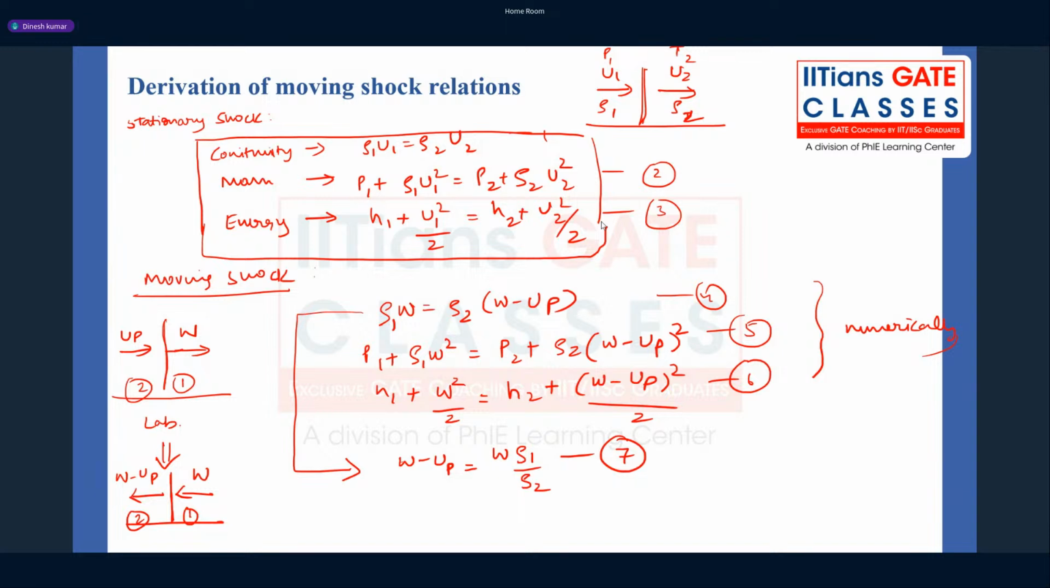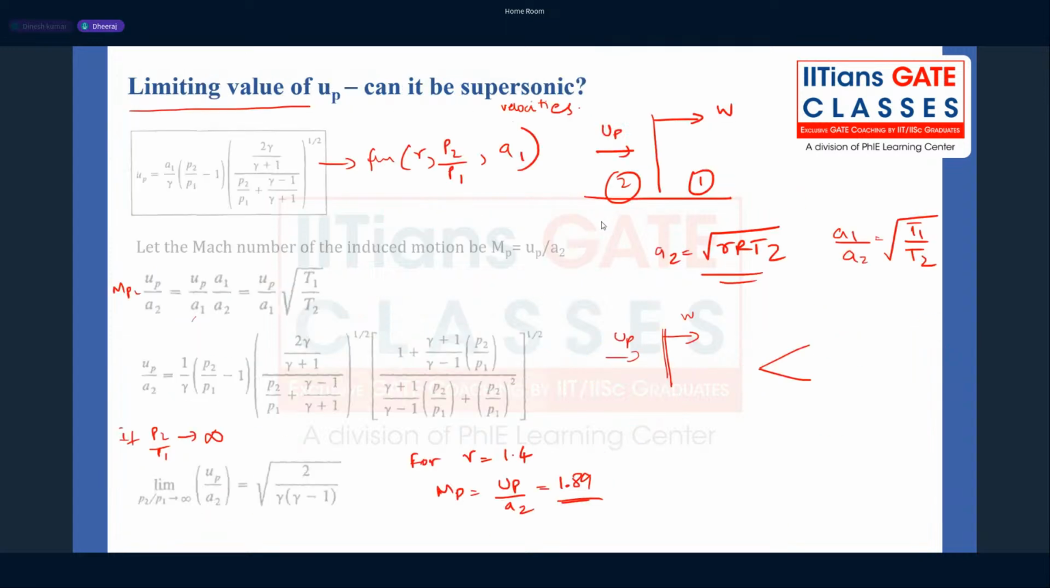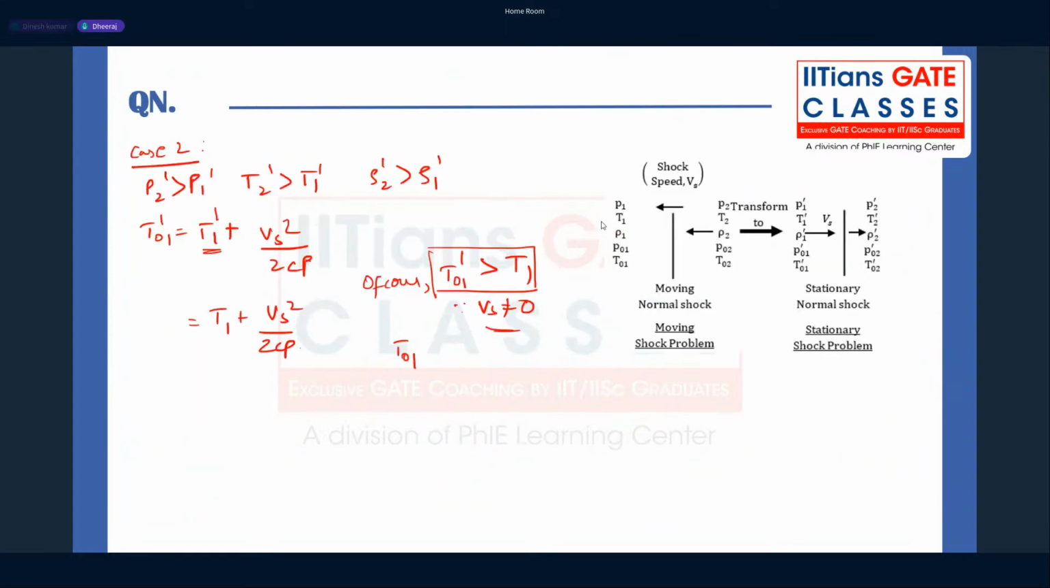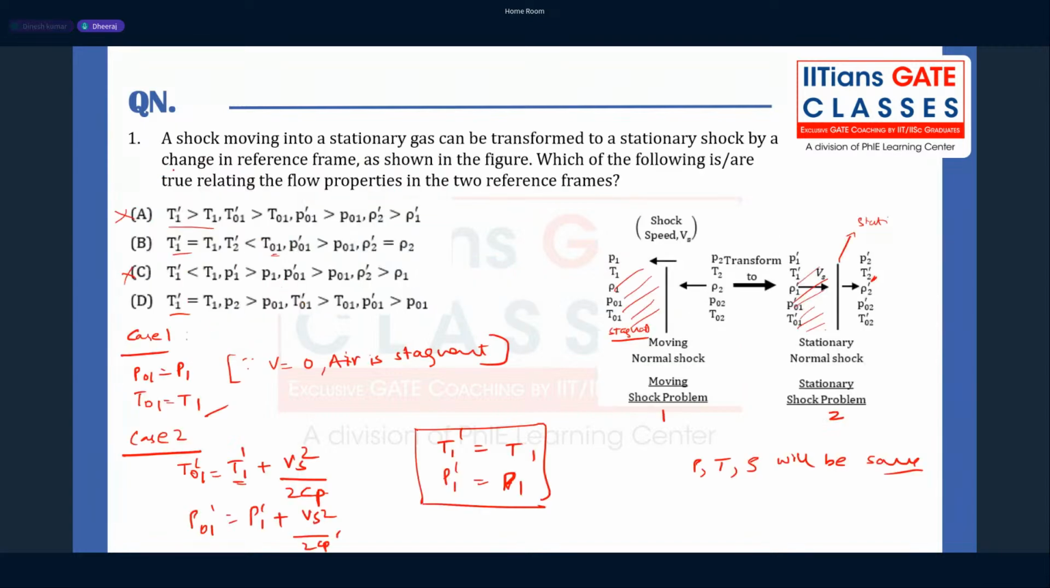No problem. Let's move to that problem. So here they are comparing T2 dash and T naught 1 dash, right? So in case 2, my T2 dash will always be greater than T1 dash, because if you see normal shock or stationary shock problems, across the shock my pressure, temperature, density increase, right? So my static quantities always increase. So my T2 dash will always be greater than T1 dash.